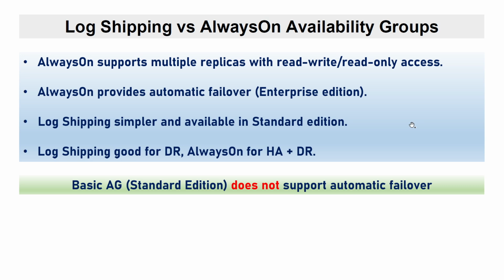Now let's compare log shipping versus AlwaysOn AG. AlwaysOn supports multiple replicas with read-write or read-only access. Although this says read-write, you cannot read-write on the secondary. You can only have one read-write and multiple read-only. AlwaysOn provides automatic failover. You need Enterprise edition. Log shipping is simpler and available in Standard edition. Log shipping is good for DR, AlwaysOn for HA plus DR. Now that is basic AG, which is Standard edition, but it does not support automatic failover.